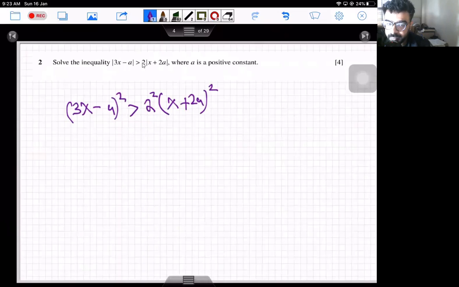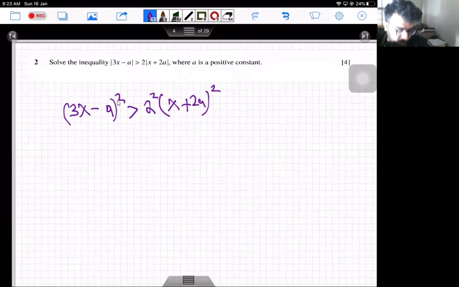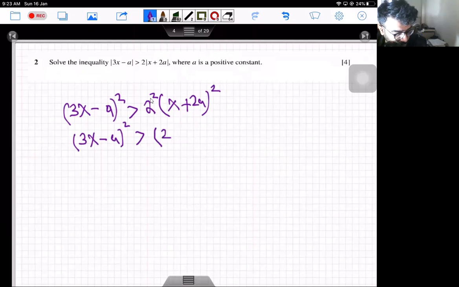Now what we can do over here is, instead of completely expanding both sides and then solving the quadratic inequality, which is also acceptable, my approach is a little bit different. First of all, 3x minus a, the whole thing squared, is greater than, I can take this 2 inside, and since 2 also has a square, 2 will be multiplied inside, so this will be 2x plus 4a, the whole thing squared.